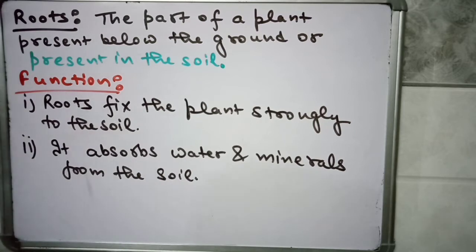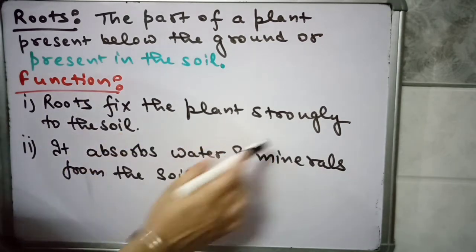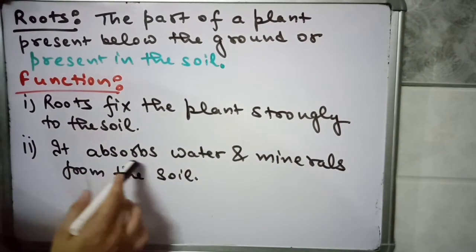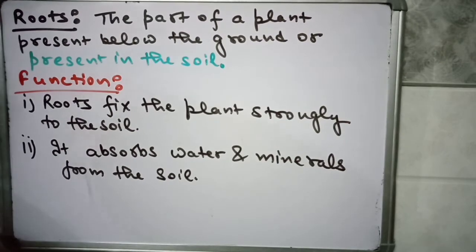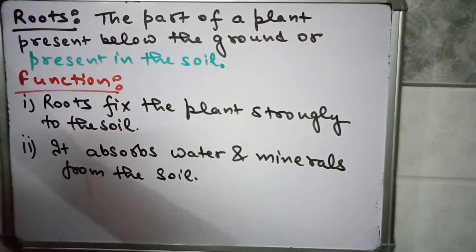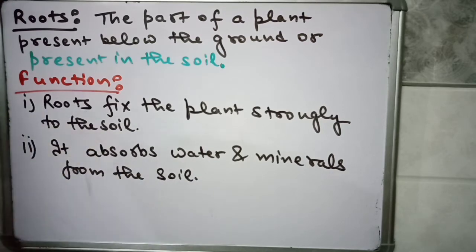So what is the function of a root? Root fixes the plant strongly to the soil, and also it absorbs water and minerals from the soil. From the roots, water and minerals will transfer to the stem of the plant, and then it will be transported to the whole part of the plant.